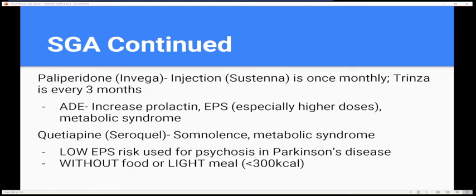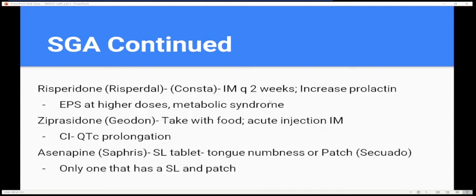Quetiapine causes weight gain but has low EPS. If someone has Parkinson's disease and psychosis issues, quetiapine or Seroquel is actually the preferred medication there. They want you to advise patients to take it without food or with a light meal. A light meal is less than 300 calories, so it's probably better to just tell them to take it without food. And you also have risperidone, Risperdal. Consta is the injection every 2 weeks. It can increase prolactin, so make sure you know that.